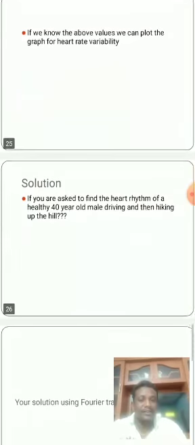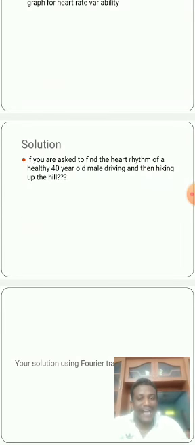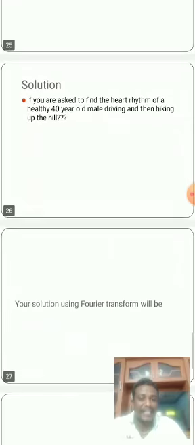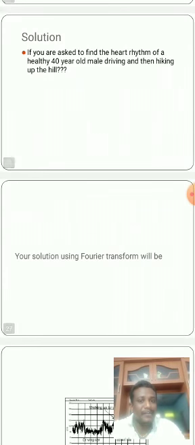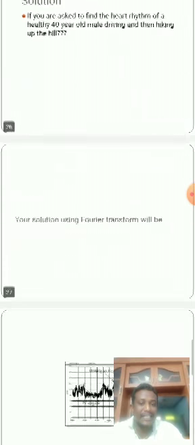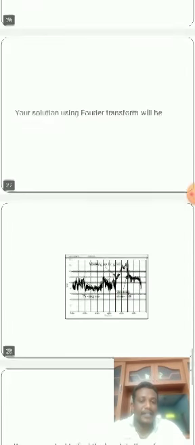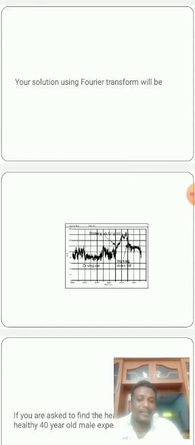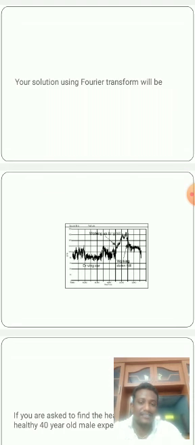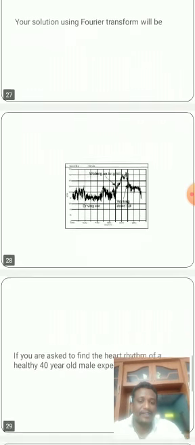Solution: if you are asked to find the heart rhythm of a healthy 40-year-old male driving and then hiking up the hill, what will happen? Your solution using the Fourier transform will be given in a graph. Now it is given in the graph. You are seeing that this is the answer for that.